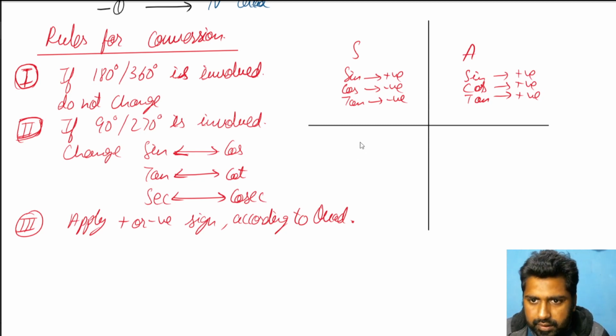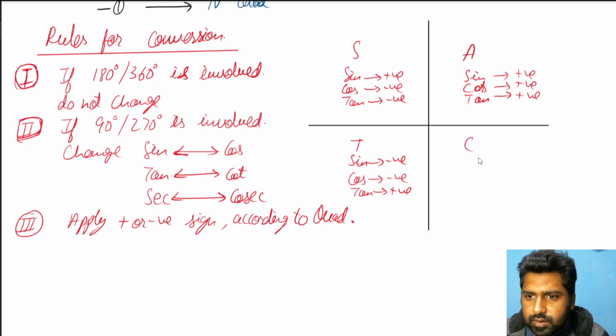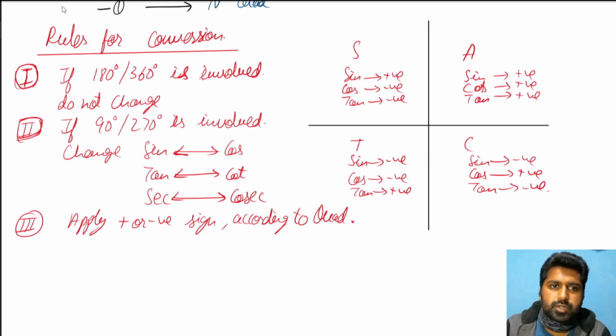In the third quadrant, only tan is positive. Rest everything is negative. So that means sine is negative, cos is negative, but tan is positive. In the fourth quadrant, apart from cos, everything else is negative. Sine is negative, cos is positive, but tan is negative. Now, how can you learn so much information? There is a mnemonic.